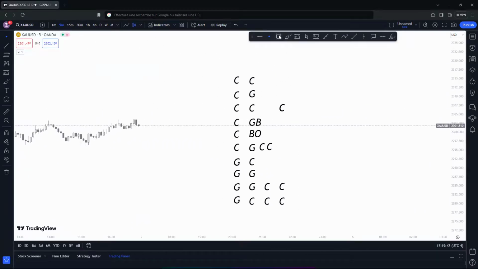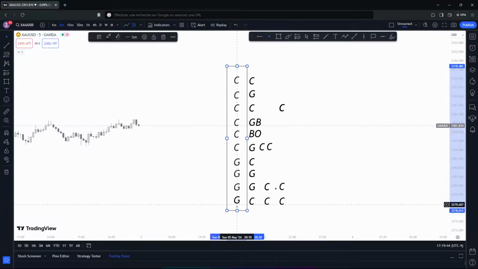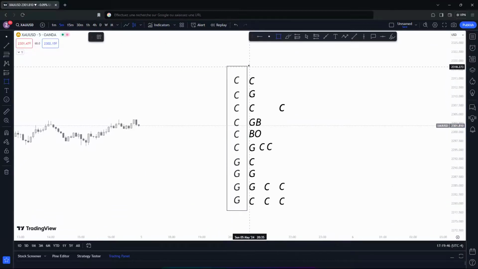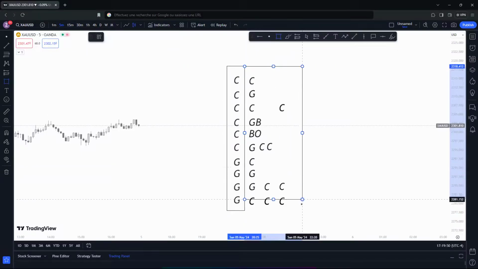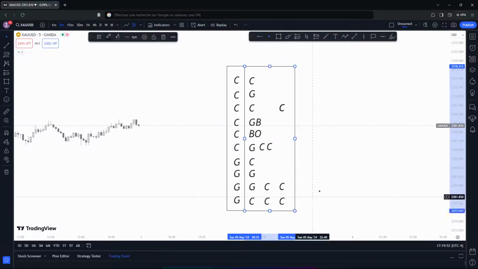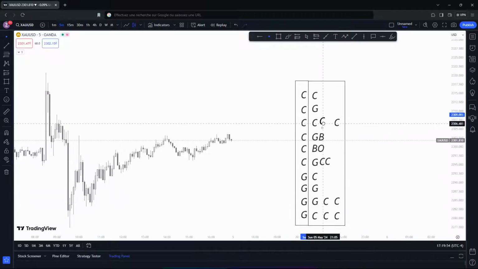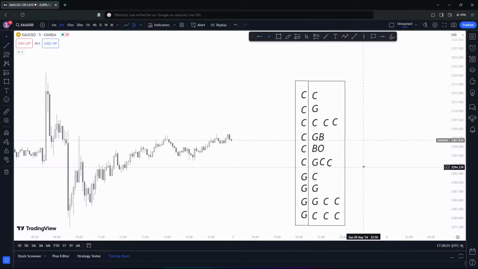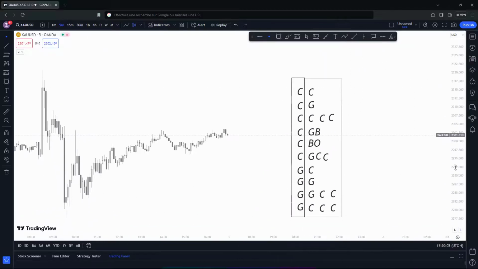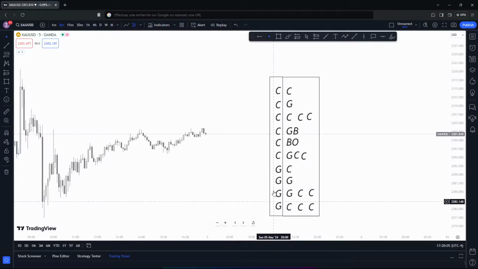Okay, so we're gonna split these in 2. And let's go. So here, what we're gonna have is this will be on the first time frame.